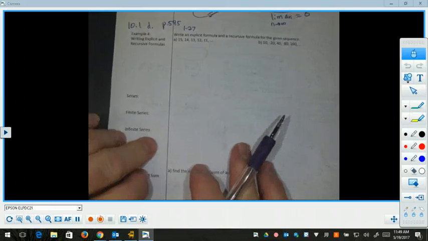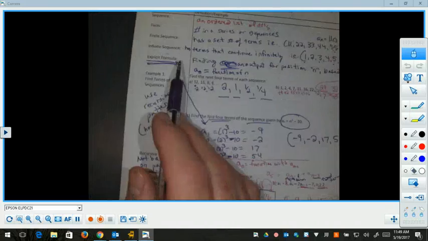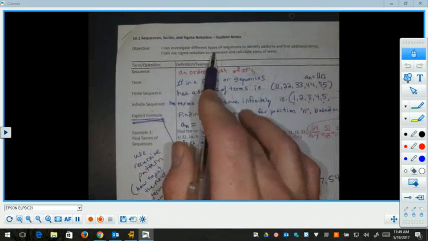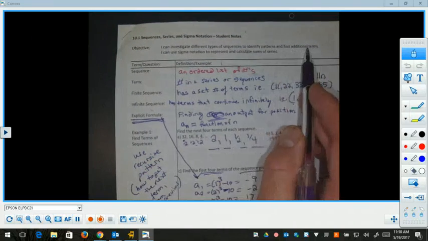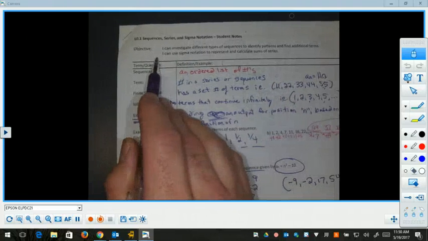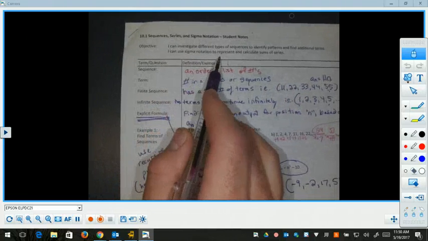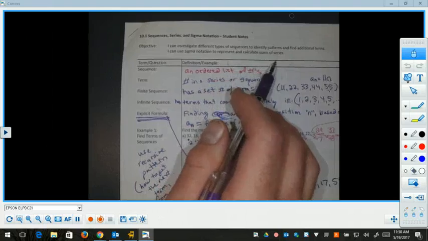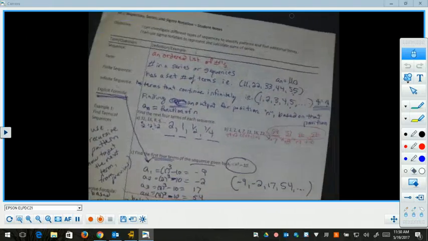We left off on day 1 having looked at the difference between convergent and divergent, and we had looked at investigating different types of sequences and identifying patterns to find additional terms. Now we're going to be looking at using sigma notation to represent and calculate sums of series. This again should be somewhat familiar to you from Algebra 1 and Algebra 2.